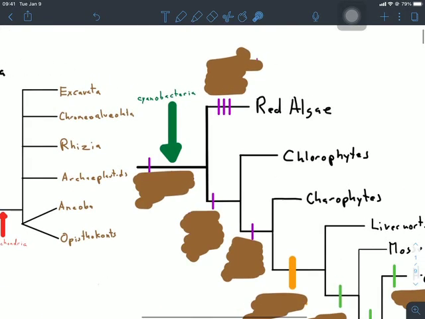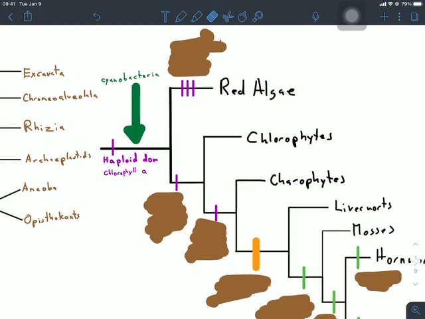We know a little bit about their life cycle. For example, they were haploid dominant and inherited the chlorophyll A pigment from their cyanobacteria. Now, as these things evolved into symbiotic organisms that today we call chloroplasts, we know that that gave them some opportunity for differentiation. We see our first major differentiation event between the red algae and what would go on to become the green algae. So this branch point right here.